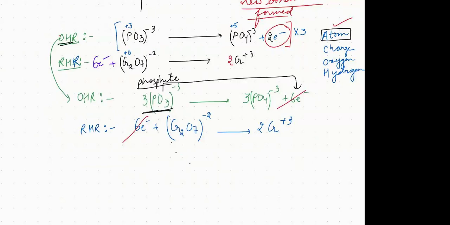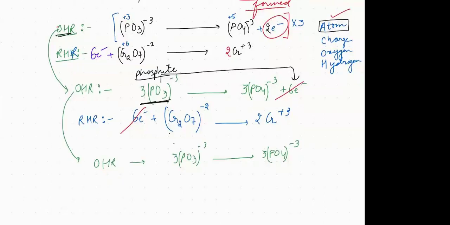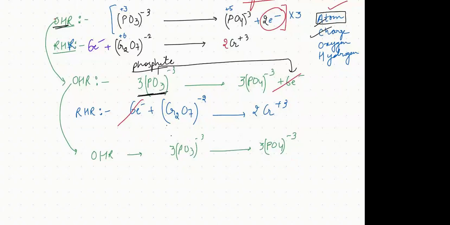Now, before adding, the rule is atom is balanced, then charge is balanced. Then let's balance the oxygen. So rewrite the equations again. My OHR balance becomes what? 3PO3 minus 3 becomes 3PO4 minus 3. Now let's balance the oxygens here. ACOH: A is done, C is done. O: on the reactant side, 3 times 3, we have 9 oxygen atoms. And here we have 3 times 4, that is 12 oxygen atoms.